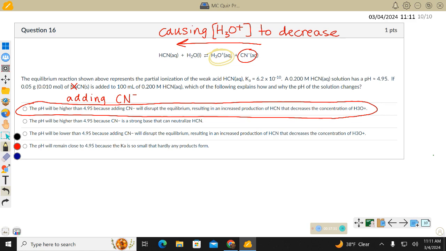Oh, so if there's less hydrogen or hydronium, the solution would be less acidic. Less acidic meaning the pH is going to be higher than 4.95. It's that cyanide that'll disrupt the equilibrium, resulting in an increased production of HCN, which is a weak acid, so it's really not going to dissociate much. So I'm reducing the concentration of the H3O+ by shifting in reverse.